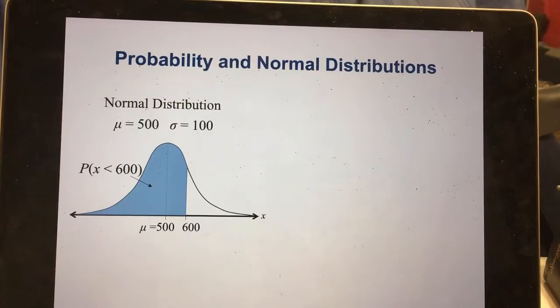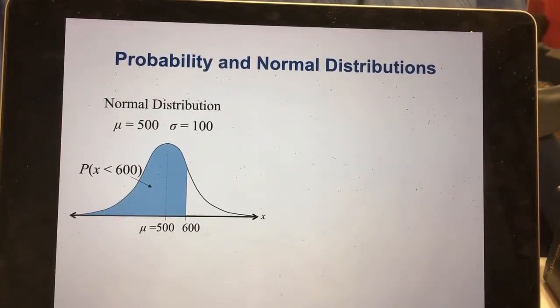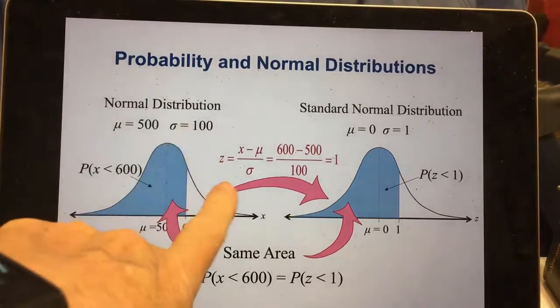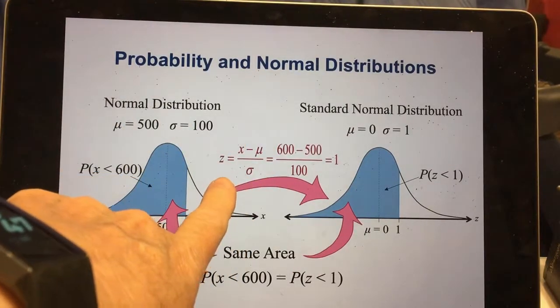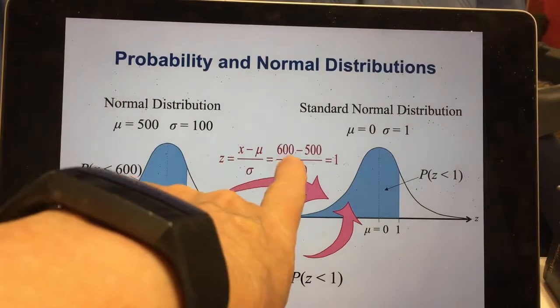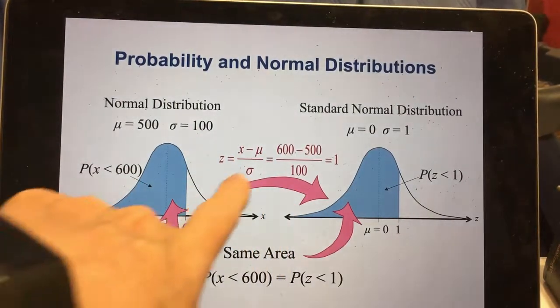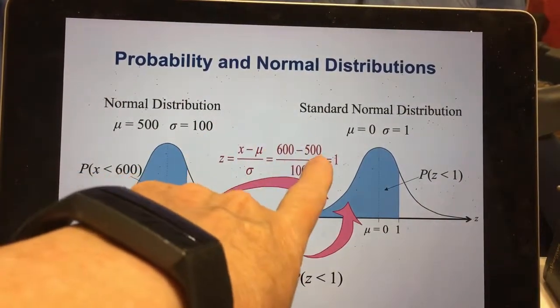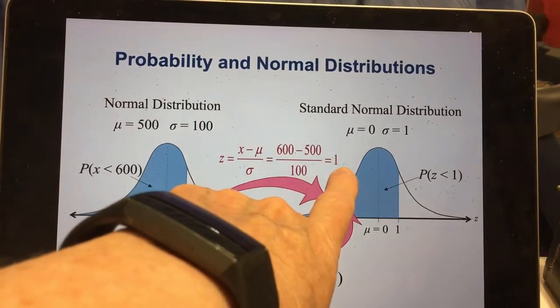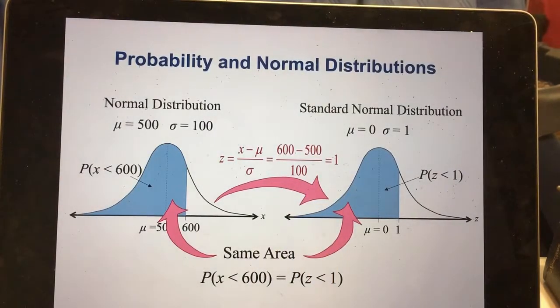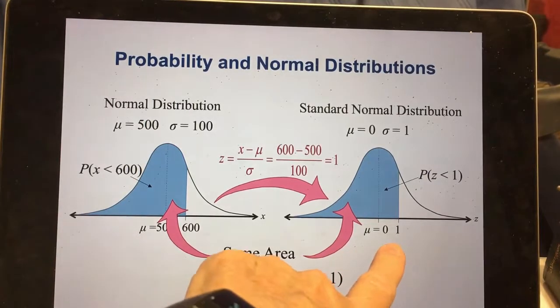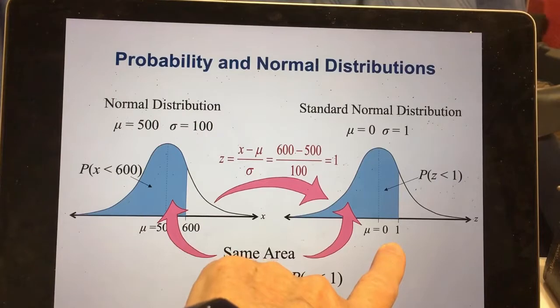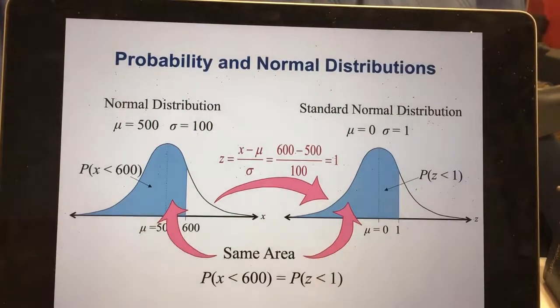All right, going back to the problem at hand, our problem is the probability that x is less than 600. We're going to use our z-score formula here, and 600 will be our x. Our mean is 500, so that goes right there. Our standard deviation was 100, so 600 minus 500 is 100, divided by 100 is 1. So we're talking about a z-score of 1, and now that we have a z-score of 1, we can use the standard normal table.